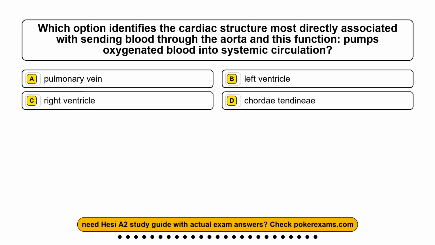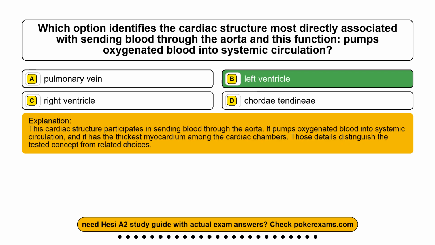Question 5. Which option identifies the cardiac structure most directly associated with sending blood through the aorta and this function: pumps oxygenated blood into systemic circulation? Option A, pulmonary vein. Option B, left ventricle. Option C, right ventricle. Option D, chordae tendineae. The correct answer is option B, left ventricle.